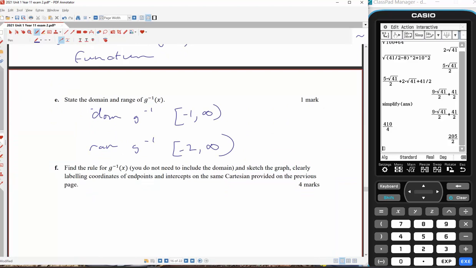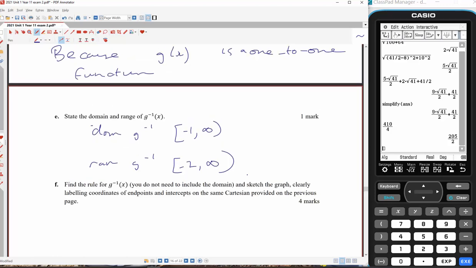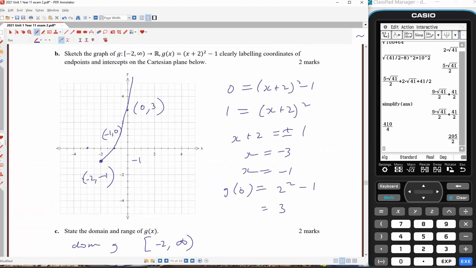Find the rule g inverse of x. You don't need to include the domain, and sketch the graph, clearly labeling coordinates of endpoints and intercepts on the same Cartesian provided on the previous page. Bucket loads of marks. All right, well, let's sketch the graph first, and believe it or not, we can without the function. So these points here will all swap x and y. If this is the point on the original, -2, -1, then on the inverse, it's going to be -1, -2. So here is -1, and here is -2. So there's one of the points.